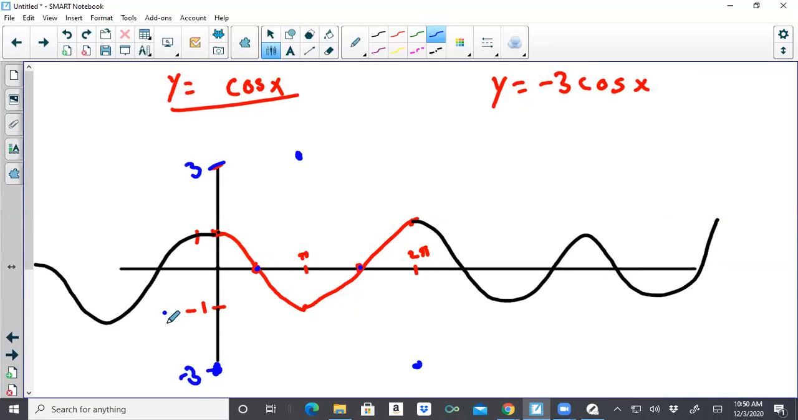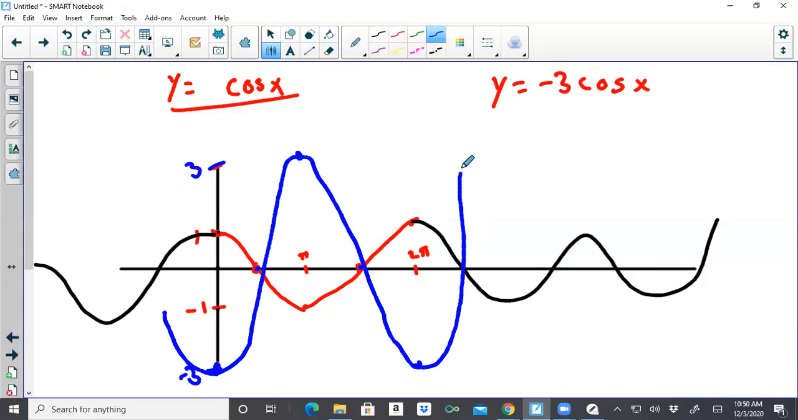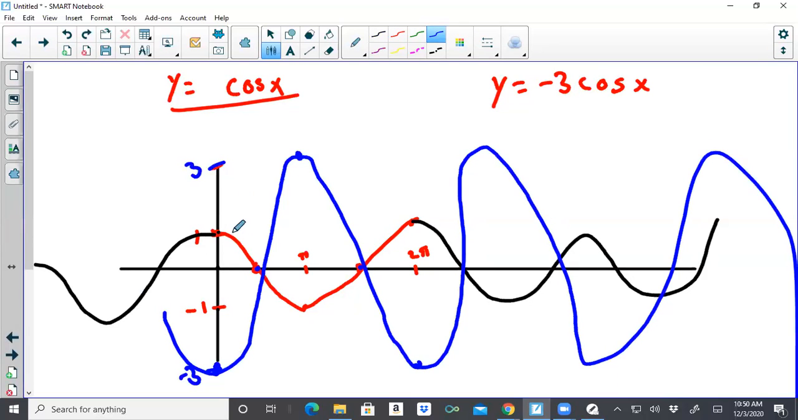So now my cosine graph is going to look like this, where I connect my dots. And you can see how it's now much, much steeper than it was before, and it would just keep repeating over and over. If I'm comparing the blue part and the red part, you can see how it's flipped upside down and it has stretched pretty significantly. All right. So that's what that looks like.